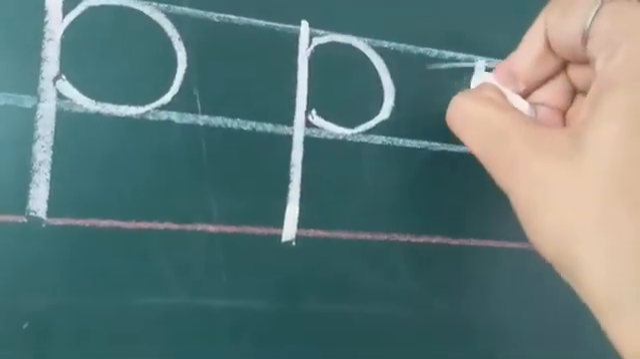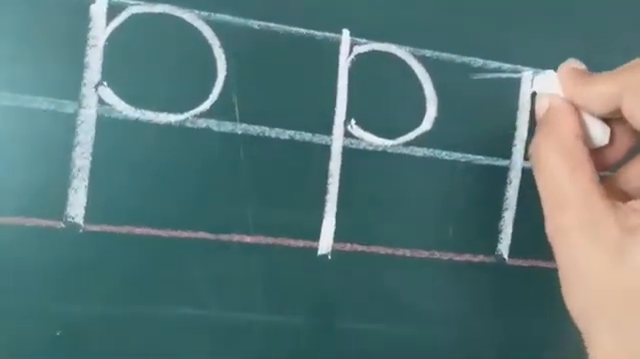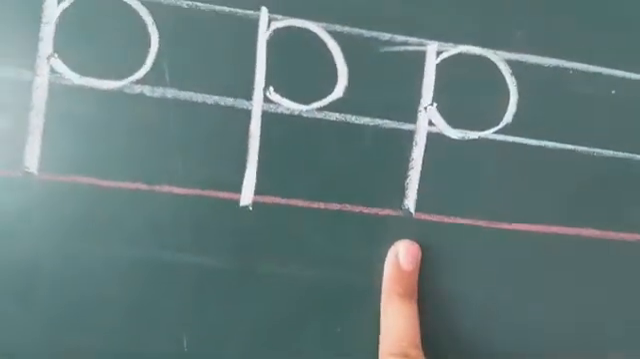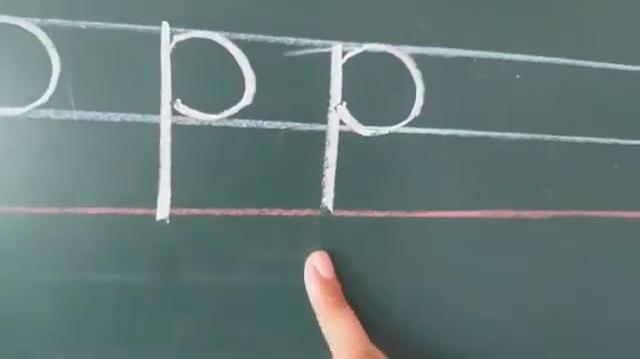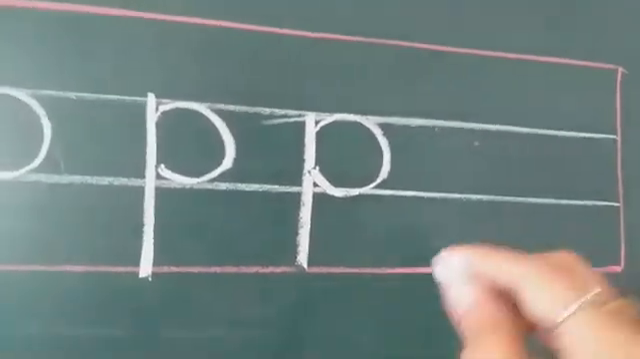Start with the first blue line and finish with the second red line, standing line, and then touch with the first blue line and again touch with the second blue line. It makes a small half circle. It makes small letter P. P for plate.